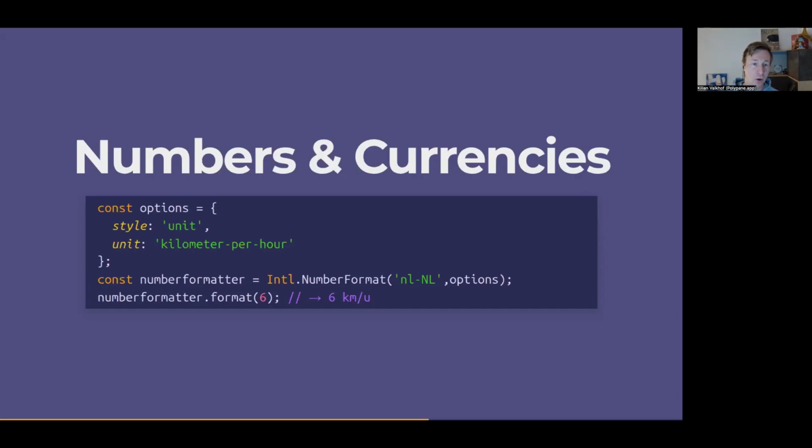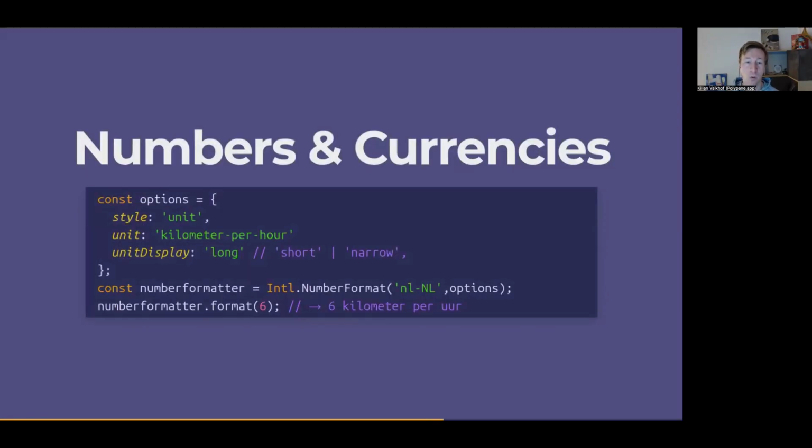So if I set kilometers per hour as the unit here, and I format it in Dutch, it will show me 6 km/u. Or I can set the unit display to long, and then it will become 6 kilometer per uur. So it will have all this in every language that you care about.